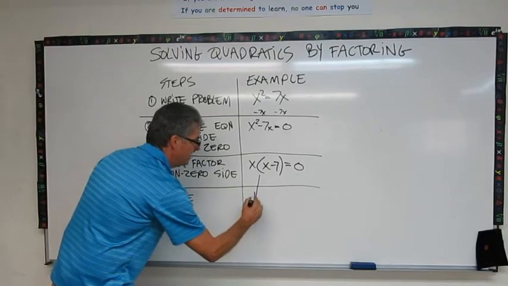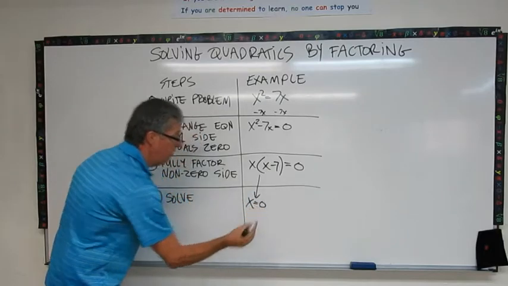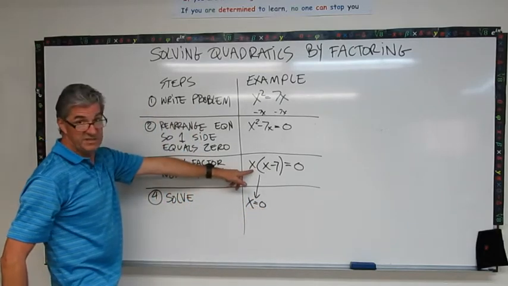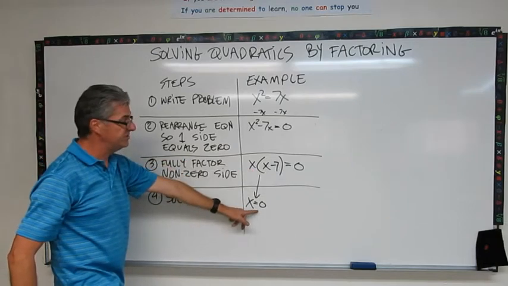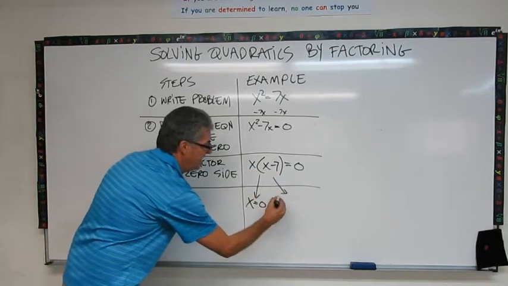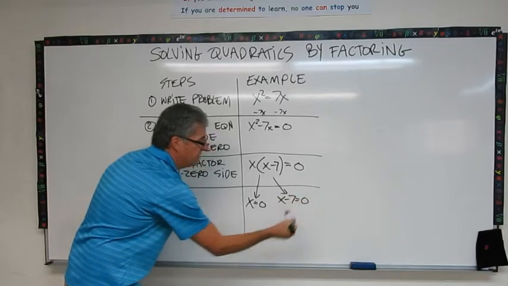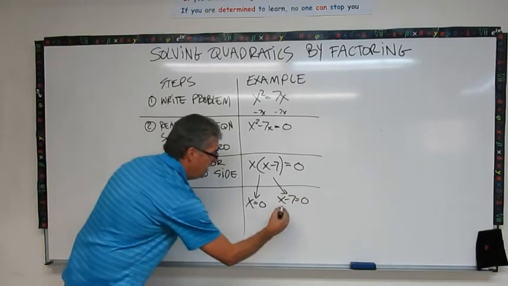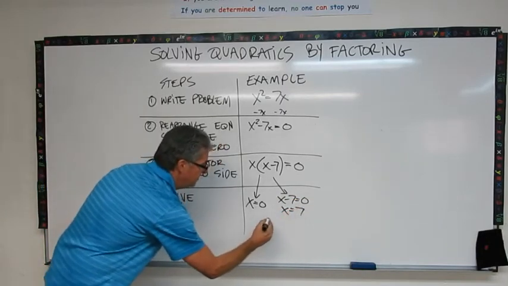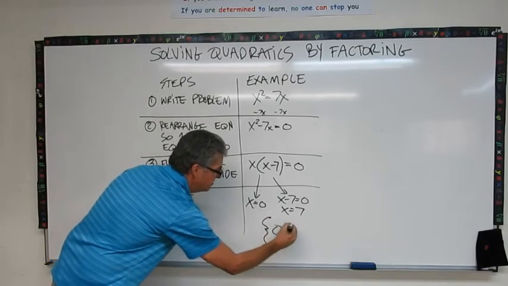This one's going to have two branches. x equals 0. Guess what? That one's already solved just because it's an x out there. So one of our solutions is 0. This branch is going to be x minus 7 equals 0. Add 7 to each side, x equals 7. So we could write this as the set of 0 and 7.